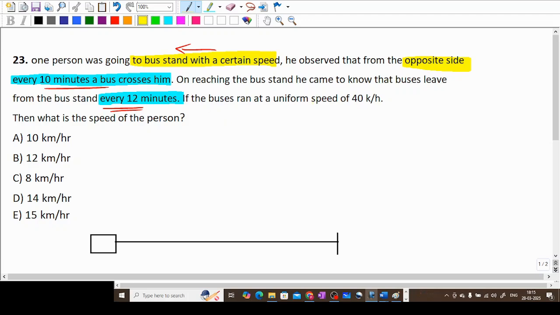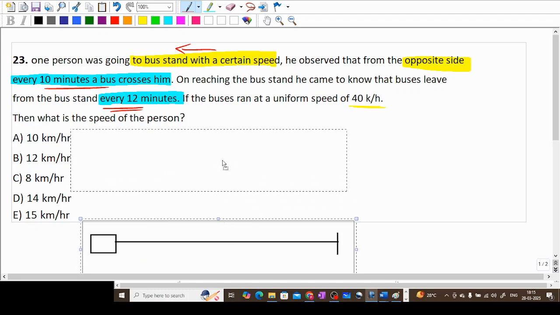Now, what is given next? If the buses run at a uniform speed of 40 km per hour, then what is the speed of the person? Let us understand the question in a graphical way. See, I am taking this diagram.